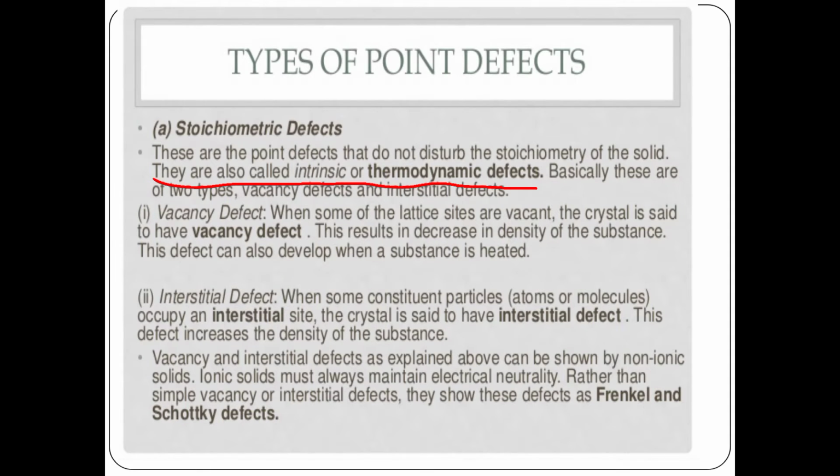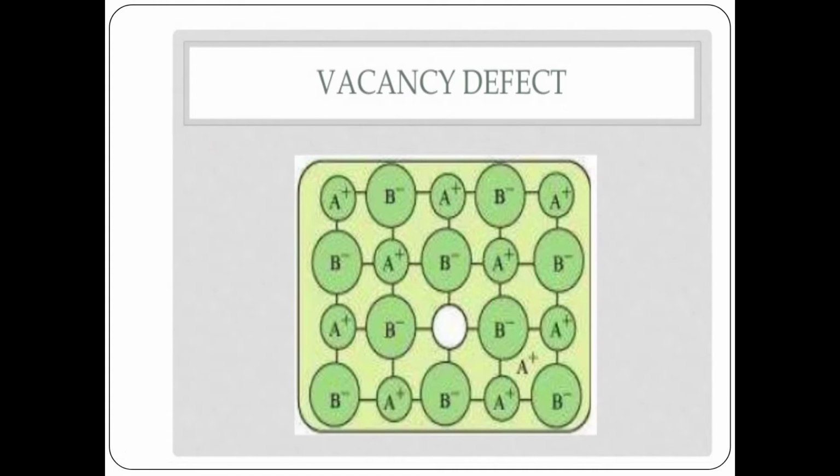So there will be no missing of these particles. Basically these are of two types: vacancy defect and interstitial defect. Let's see what a vacancy defect is and what an interstitial defect is. This is a vacancy defect. If you check this structure, you can see cations are denoted by A plus and anions are B minus. If you see here, you can see a missing cation. This type of defect is known as a vacancy defect. So it has created a vacancy.